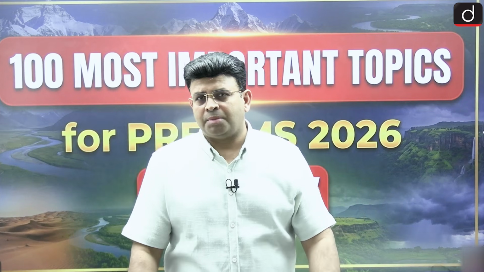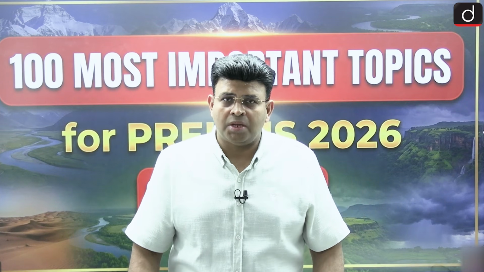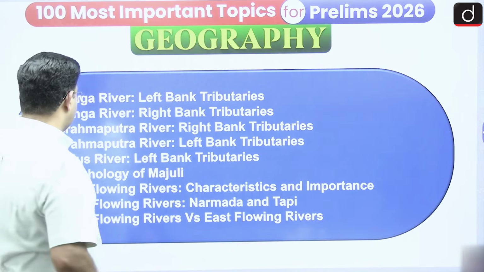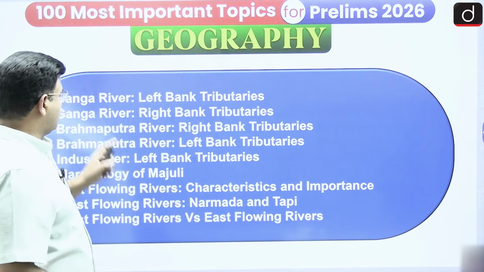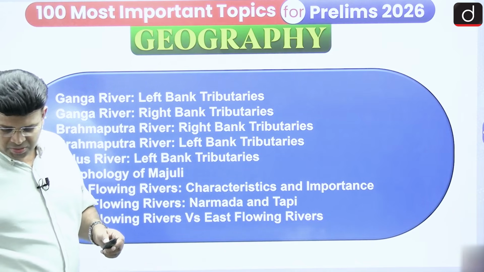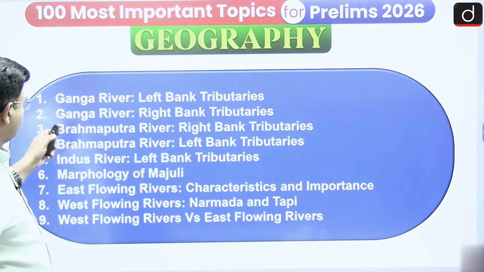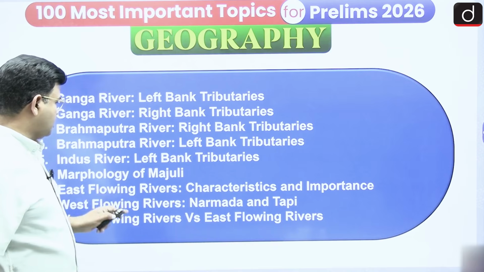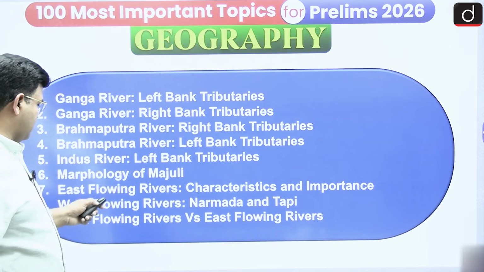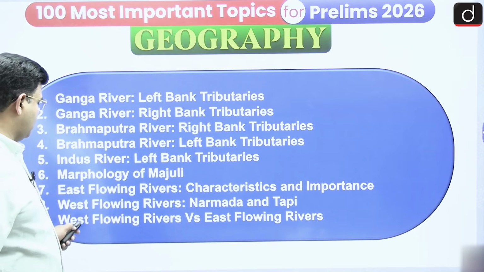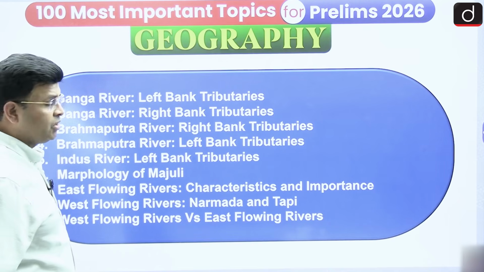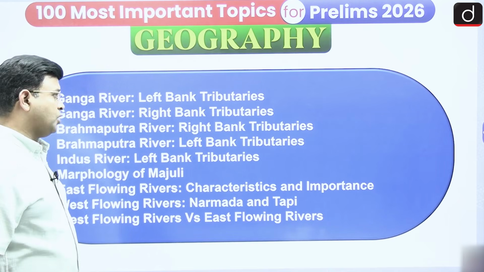And it is the 15th episode. Before starting the 15th episode, I am going to take the questions that I gave in the 14th episode. The topics we covered in the 14th episode were the Ganga river and its left bank tributaries, the Ganga's right bank tributaries, the Brahmaputra, the Indus river and the morphology of Majuli, east flowing rivers and their characteristics and importance, and west flowing rivers Narmada and Tapi. Related to that, I gave some questions in the last 14th episode, so I am going to discuss that.